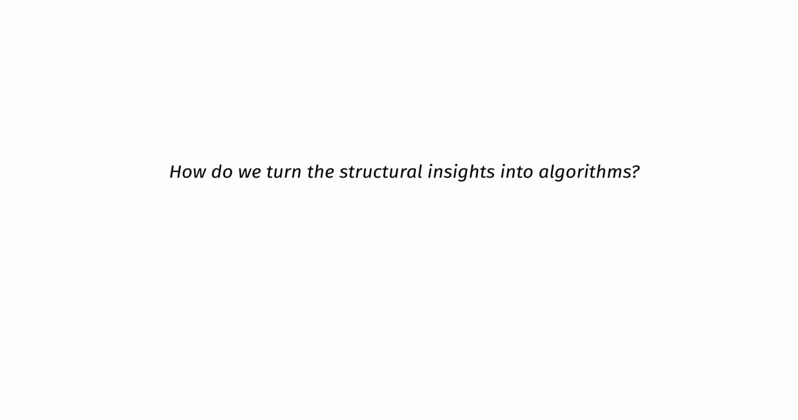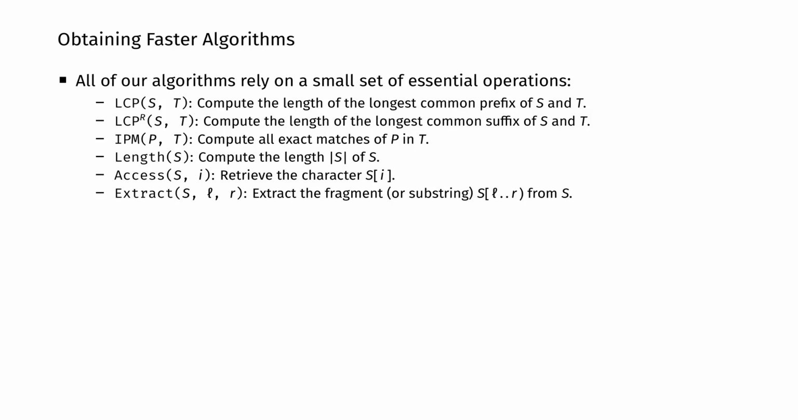In the rest of this video, let me focus on how we turn these structural insights into faster algorithms. In the first step, we observed that we can implement our key lemma and dimension observations using only a small set of essential operations, and all of them are rather common tools when working with string-like objects. As these operations are so essential, we coined the corresponding model of computation the pillar model.